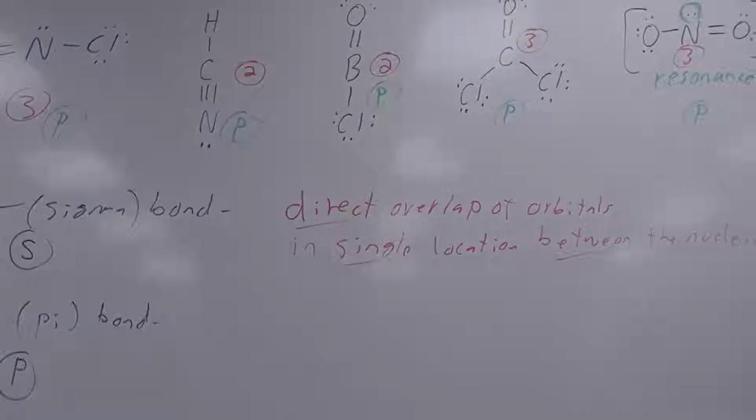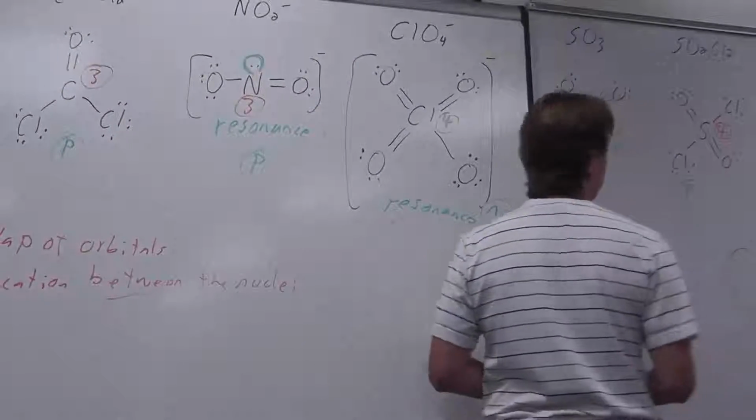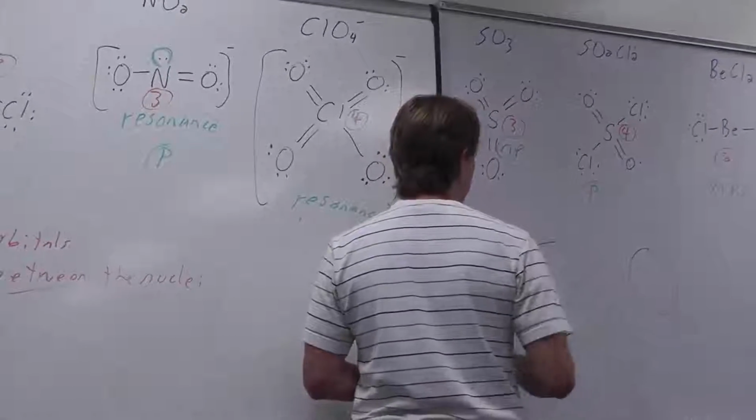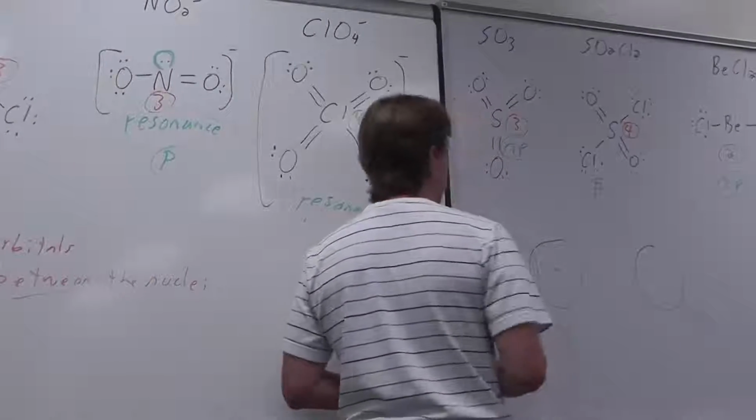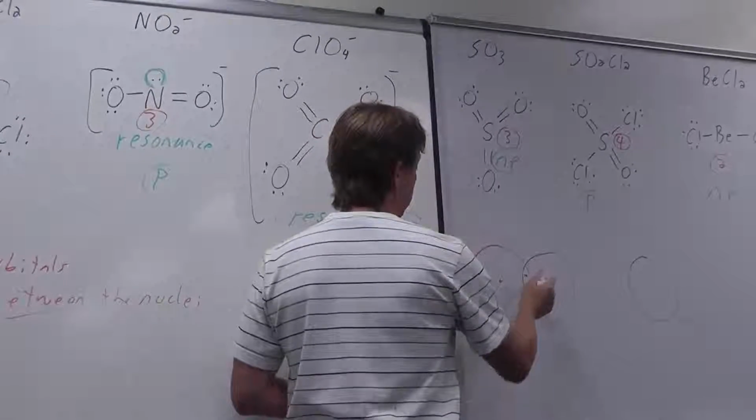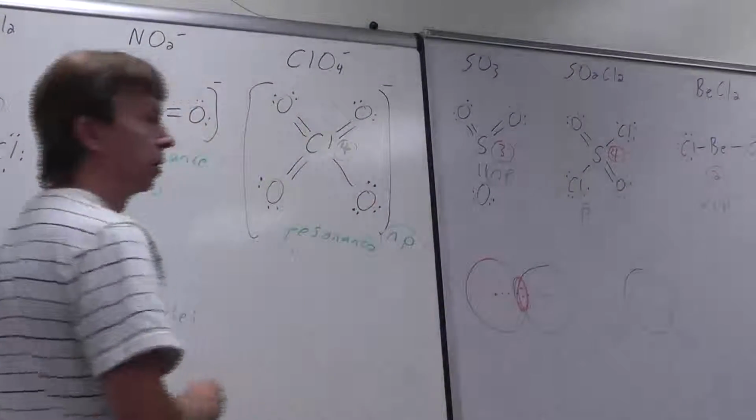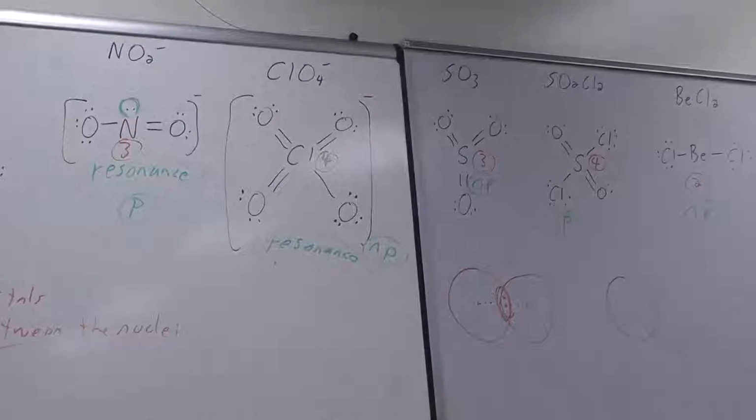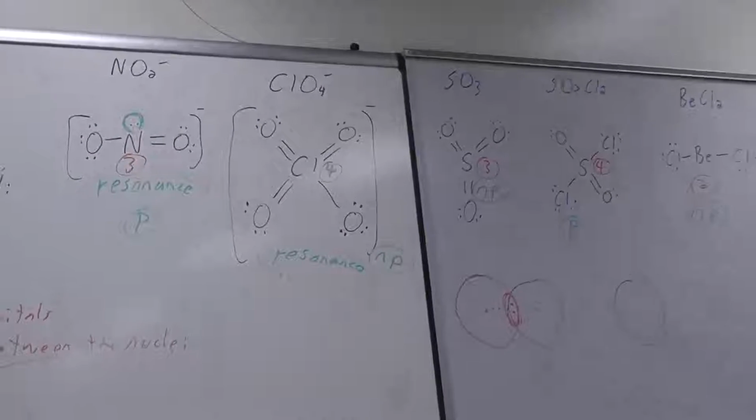If this is an s orbital, and this is an s orbital, then when those orbitals come together, you get overlap of the orbitals, where here's a nucleus, here's a nucleus. You get overlap of the orbitals in a single location, and that's where the sharing occurs, directly along the line between those nuclei. Sigma is defined as direct overlap in a single location between the nuclei. And so what's drawn there is a sigma bond formed by two s orbitals.